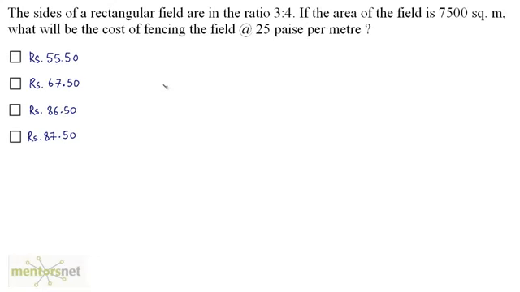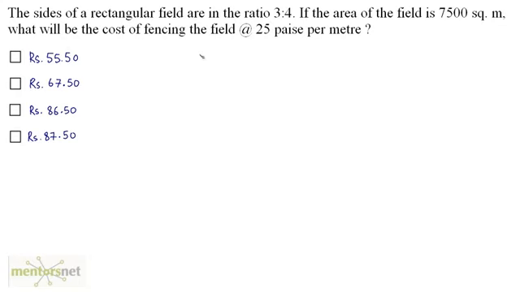The sides of a rectangular field are in the ratio of 3:4. If the area of the field is 7,500 square meter, what will be the cost of fencing the field at 25 paise per meter? Now we have been given the ratio of the sides of the rectangle.